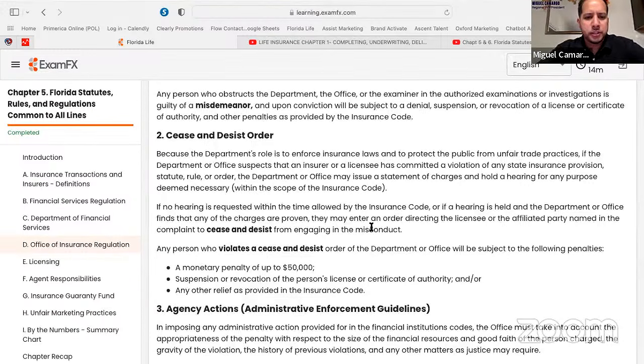What is this talking about? Cease and desist. Because the department enforces laws and is to protect the public from unfair trade practices, if the department or office suspects that an insurer or a licensee has committed a violation of state law, it can issue a cease and desist. Okay.